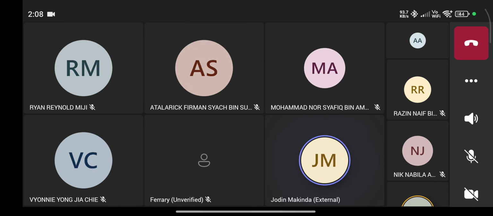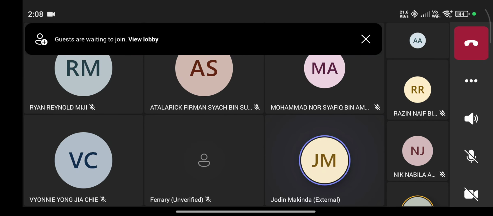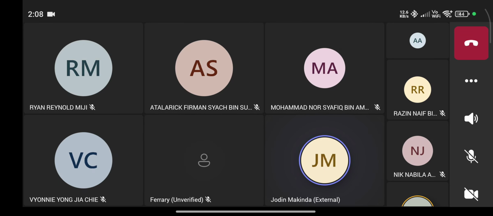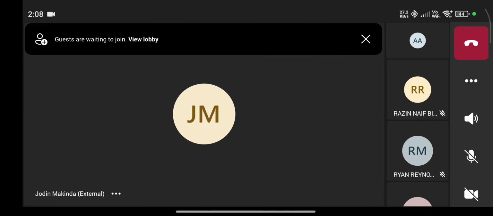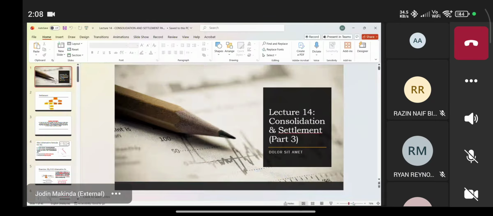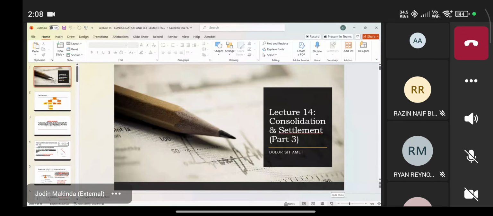I'm going to share once again the note for today. For your information, the note for today is also available on ITEL, and it is also shared with you through the WhatsApp group.